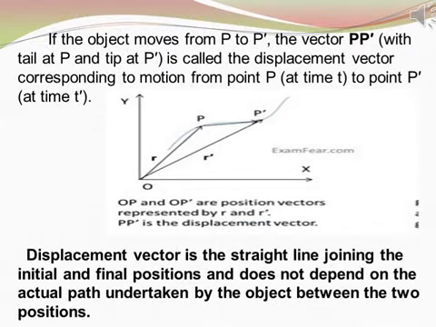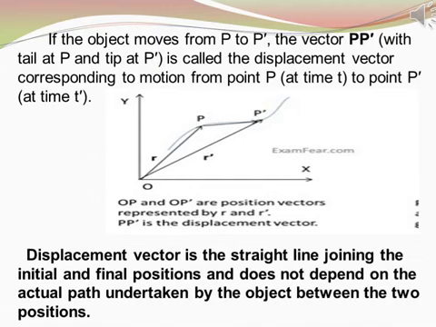If the object moves from the point P to the point P dash, the vector PP dash with its tail at the point P and its tip at the point P dash is called the displacement vector, corresponding to its motion from the point P, which is at the time t, to the point P dash, which is at the time t dash. These all are represented in the given figure.